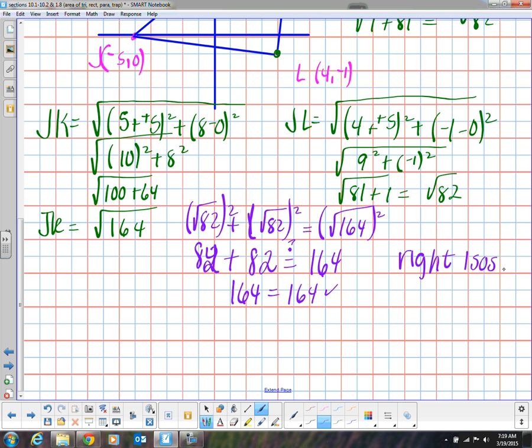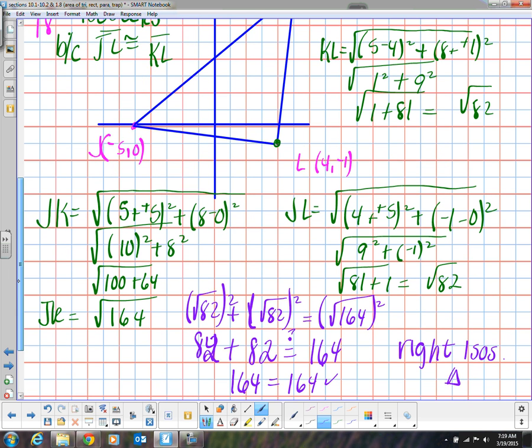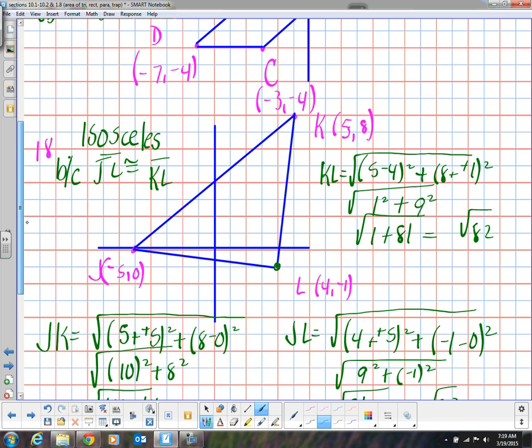What else could we have done if we didn't want to do Pythagorean theorem? What's the other option? What do you know about slopes of perpendicular lines? Jeff? Opposite reciprocal. So could we have done the slope?